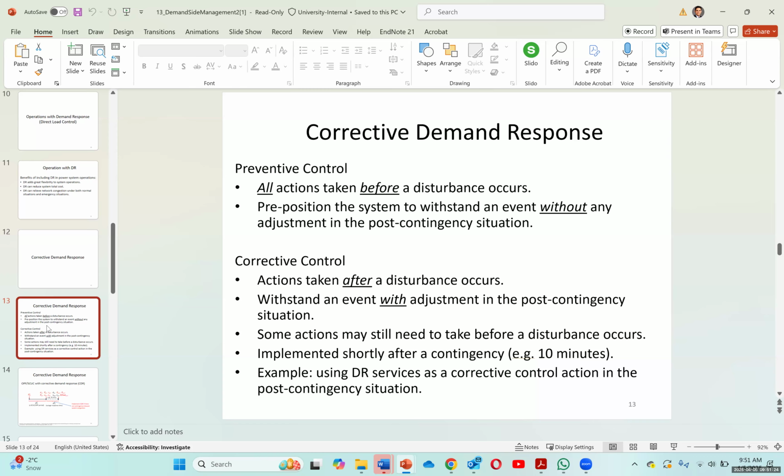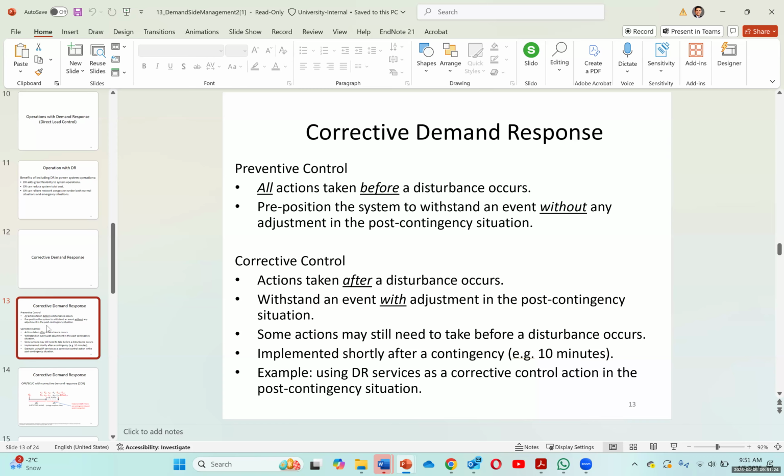And then we have the corrective control. These actions are taken after a disturbance occurs. Usually these disturbances are not predictable. The preventive ones, usually you can predict them by the time of the day or the day of the year, or if there's, as mentioned, a weather event.